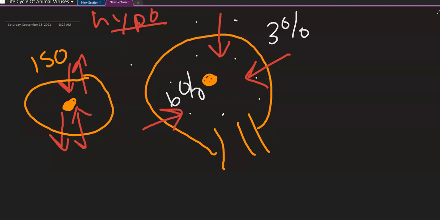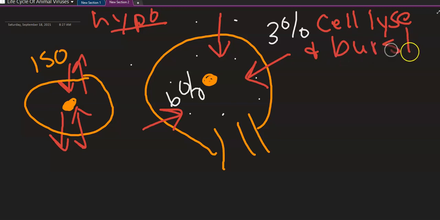It's going to move into the cell, and the cell can lyse, it can rupture and burst. And that is what is going on here. This cell is rupturing or bursting. And so that would harm the cell, obviously. If the cell ruptures, the cell's probably going to die, right? Next, we're going to look at a hypertonic environment.